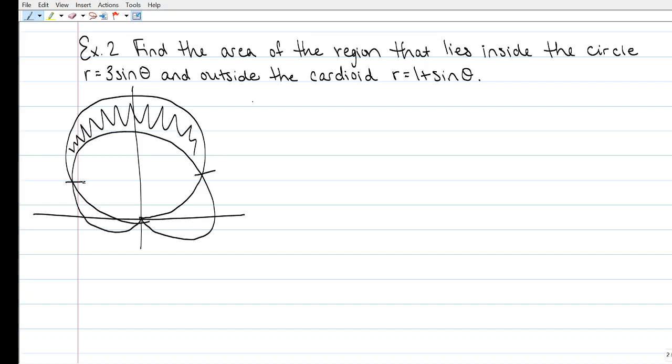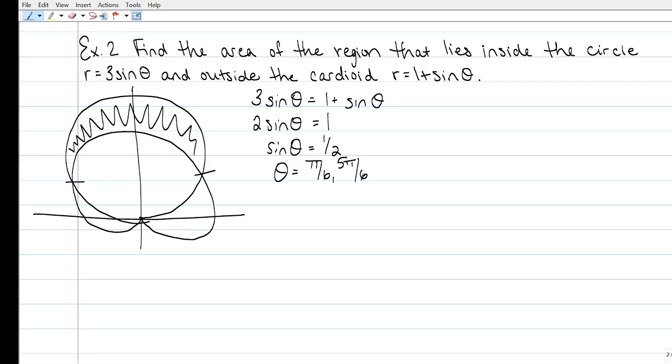So the first thing I need to do is figure out the intersection points for theta. We can do this by setting the two equations equal to each other. So 3 sine theta is equal to 1 plus sine theta. Subtract sine theta, we get 2 sine theta equals 1, or sine theta equals 1/2, the solutions of which are pi over 6 and 5 pi over 6. Now, I think we should have enough information to set up our integral.